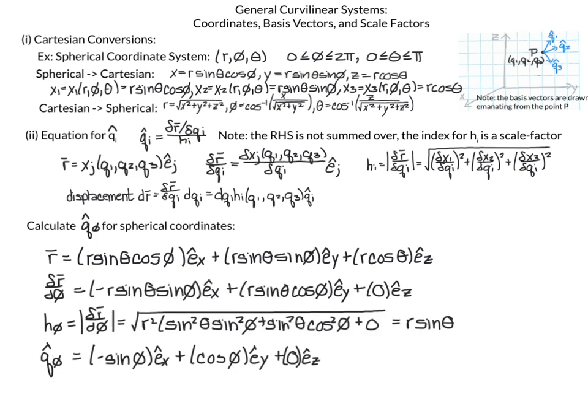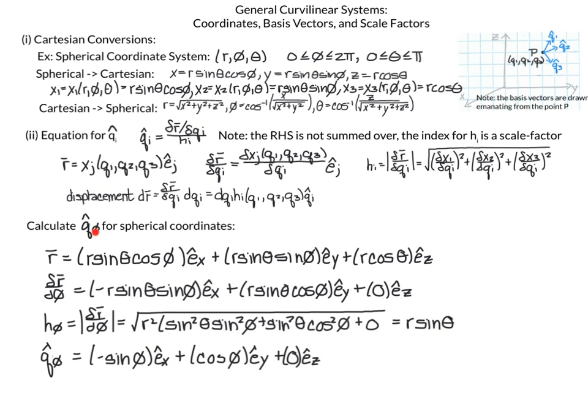I can do a similar calculation for our phi basis vector. So our position vector remains the same. It's our x sub j, e sub j, and then we put in our q1, q2, q3. So here's our x in the x direction, here's our y in the y direction, z in the z direction. So it's the same r we used previously.